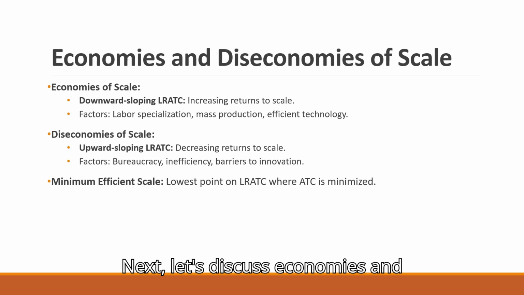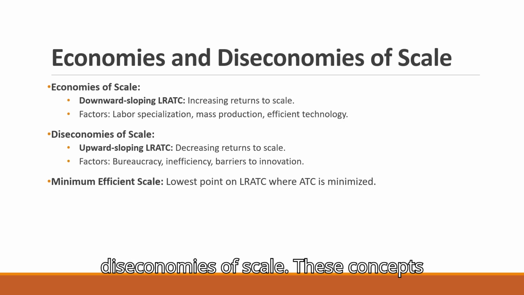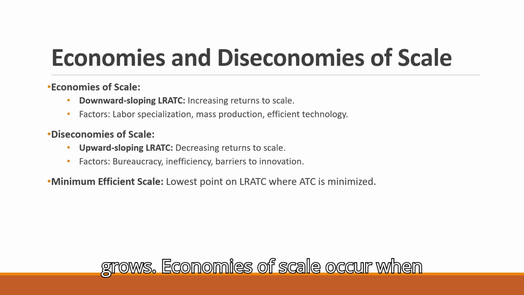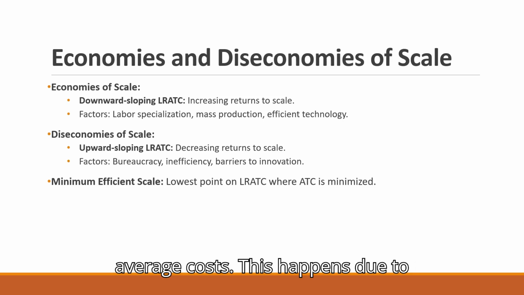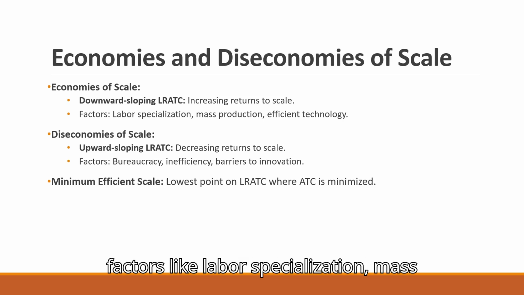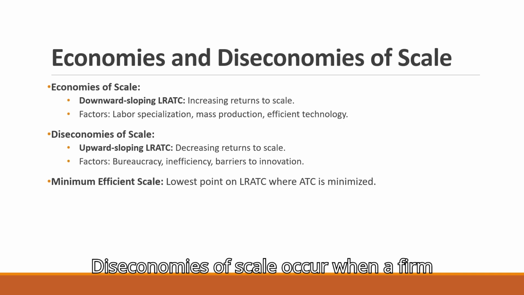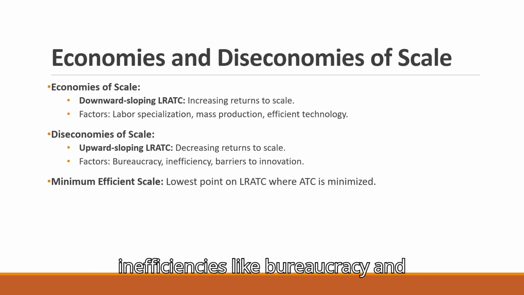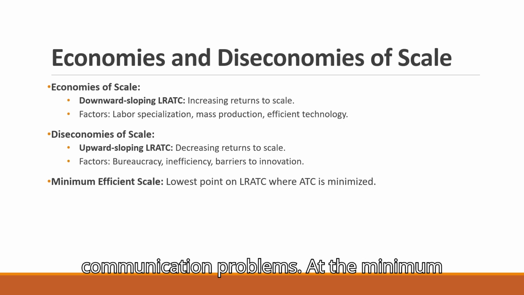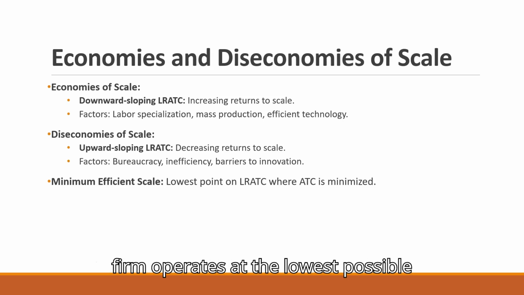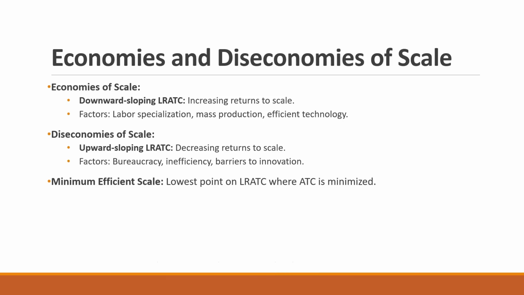Next, let's discuss economies and diseconomies of scale. These concepts explain how a firm's costs change as it grows. The economies of scale occur when increasing production leads to lower average costs. This happens due to factors like labor specialization, mass production, and better technology. Diseconomies of scale occur when a firm becomes too large, leading to inefficiencies like bureaucracy and communication problems. The minimum efficient scale is the point where the firm operates at the lowest possible average cost.